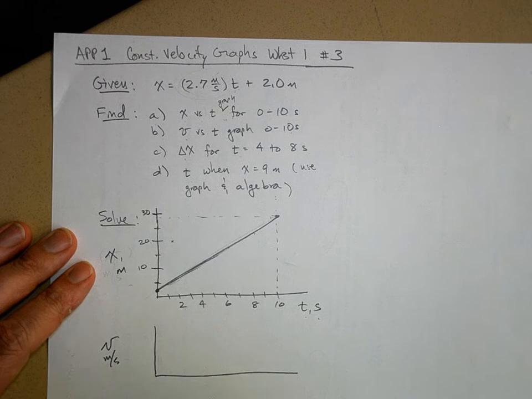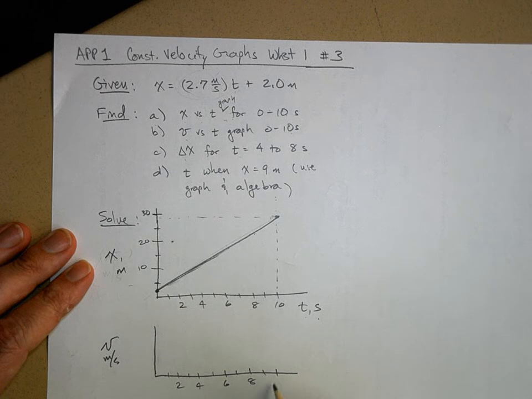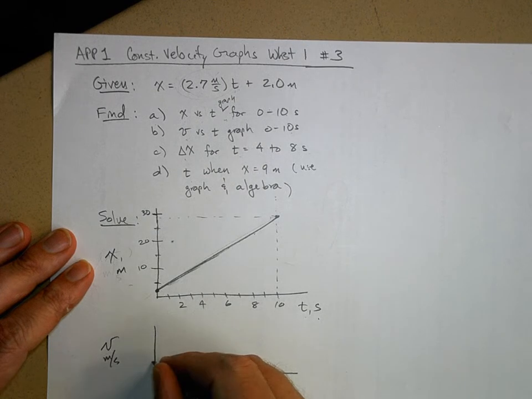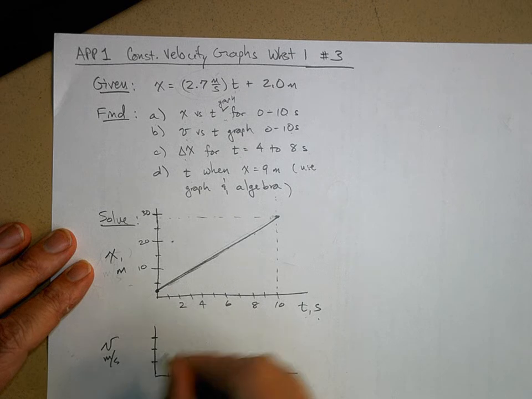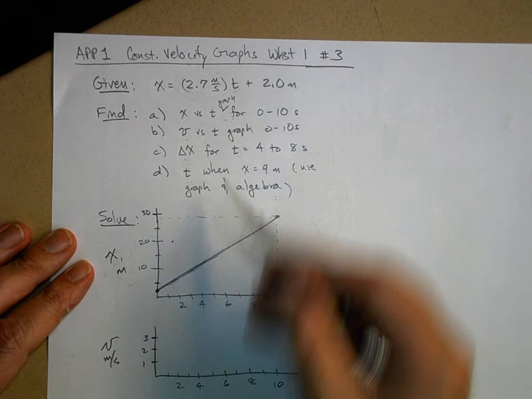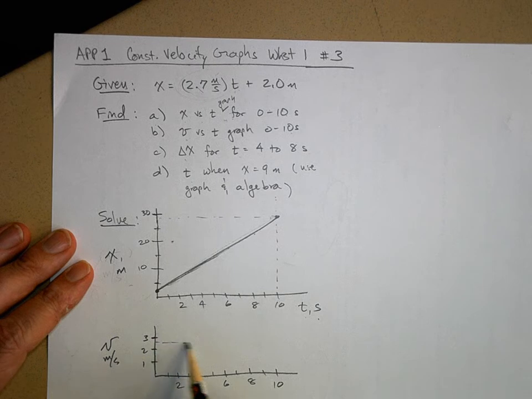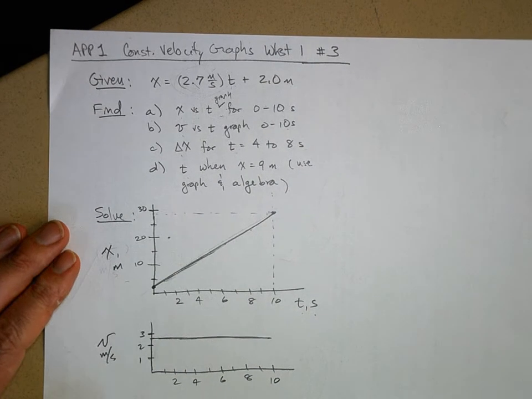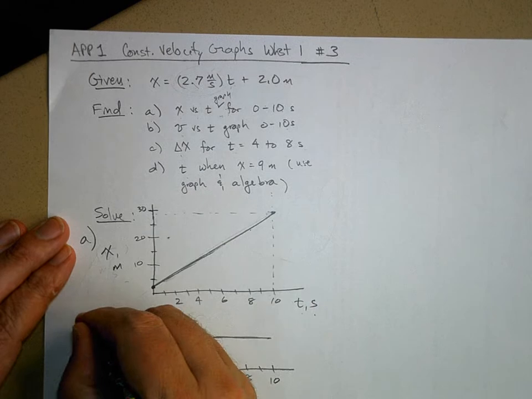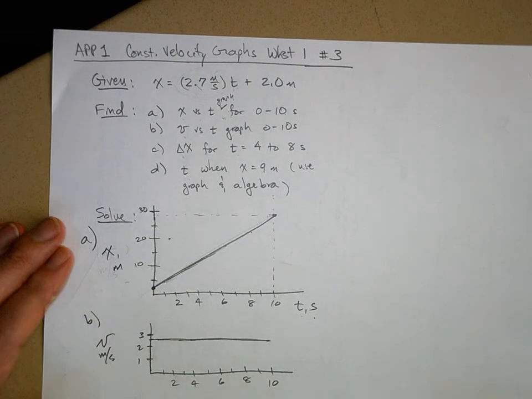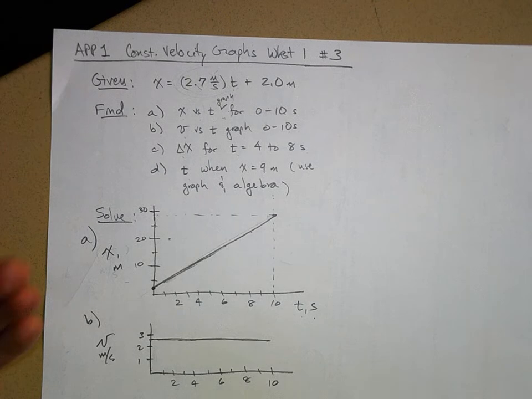And this is going to be 1, 2, 3, 4, 5, 6, 7, 8, 9, 10. And then this is going to be 1, 2, 3, and then the velocity is 2.7. And it's 2.7 the whole time, so the graph's going to look like that. So this is A, and this is part B. See how I drew them one on top of the other like that? It's a kinematic stack.